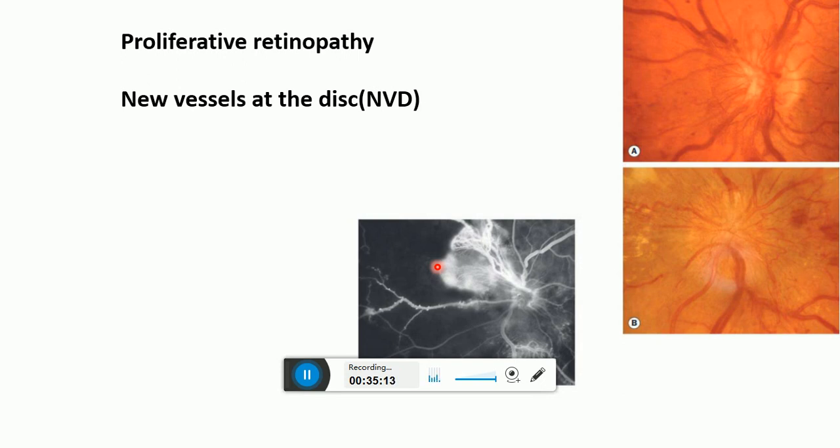FA can be used to confirm the presence of new vessels if the clinical diagnosis is in doubt, and also delineates areas of ischemic retina that might be selectively targeted for laser treatment. OCT of the retina is good at detecting new vessels, 100%, but not regression, so 45%, or reactivation, only 10%. However, OCT angiography is useful for the objective monitoring of disease after a treatment.